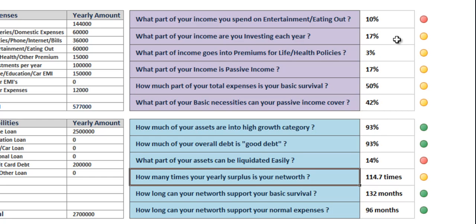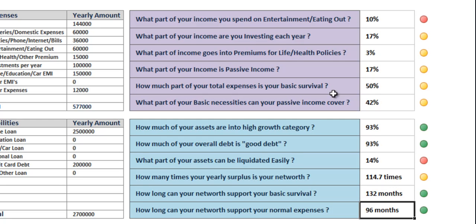Then how many times your yearly surplus is your net worth? So your net worth is 114 times of your yearly surplus. So whatever you save, which is like good. And then how long can your net worth support your normal expenses? So for 90 months you can survive with your net worth.